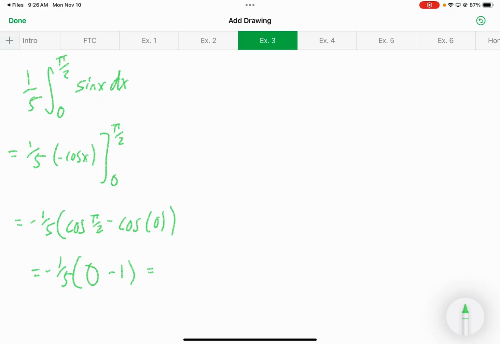All right, so negative 1/5 times negative 1 gives me a fifth.